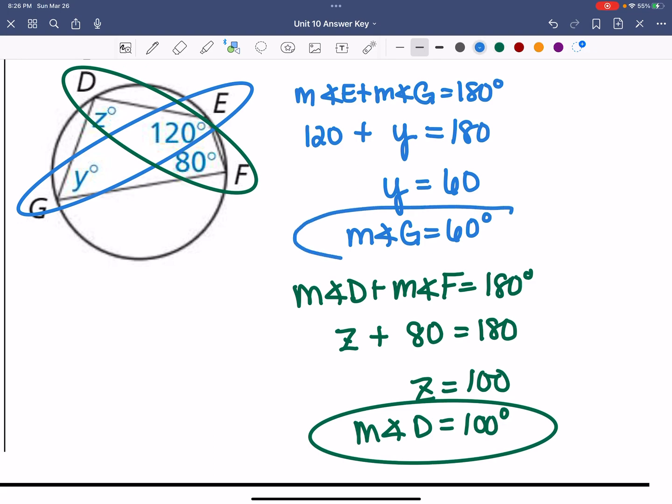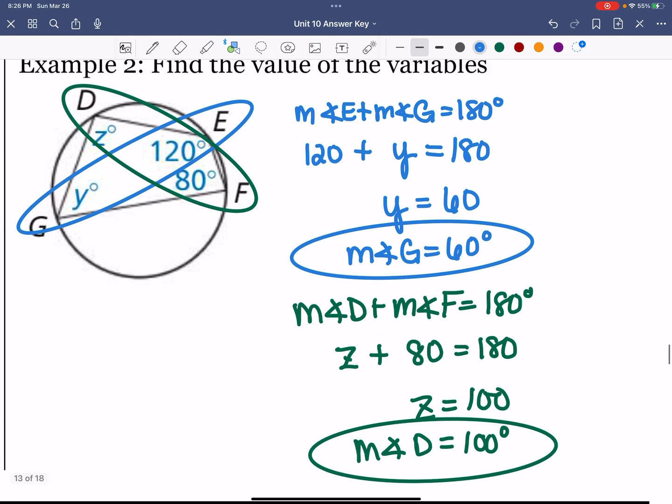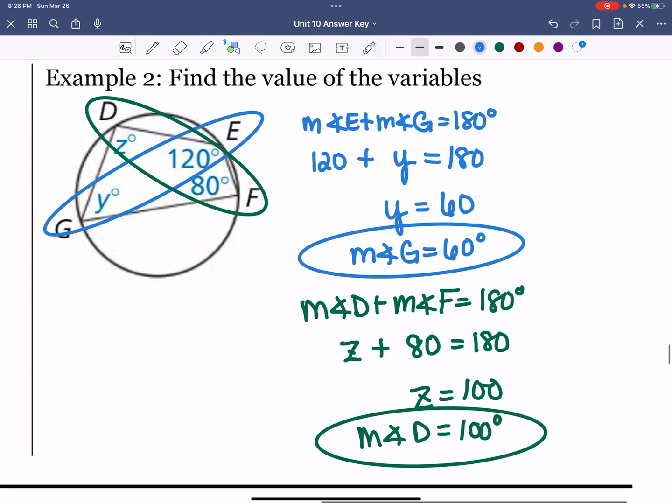So those are going to be my two answers for this example here. And that is inscribed angles and polygons.